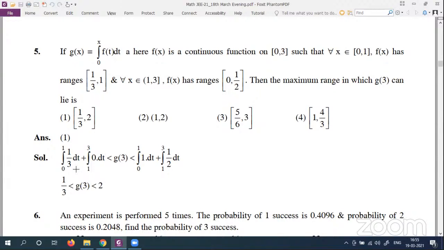Right? Now, if you observe, the value of g of 3 should lie between the minimum value and the maximum value. So the minimum value will be obtained by integrating the minimum values, and the maximum by integrating the maximum values. We get the range of the function g of 3, which will lie between 1 by 3 and 2.